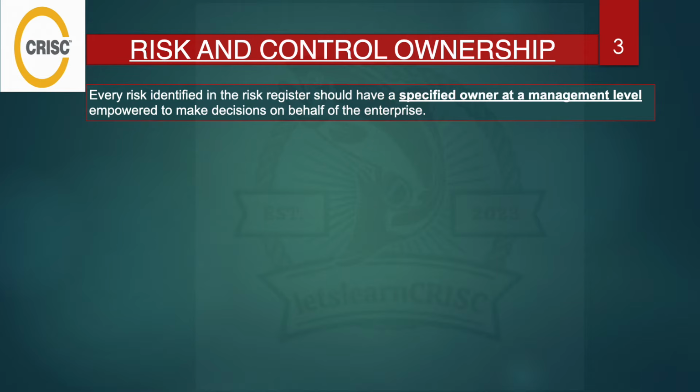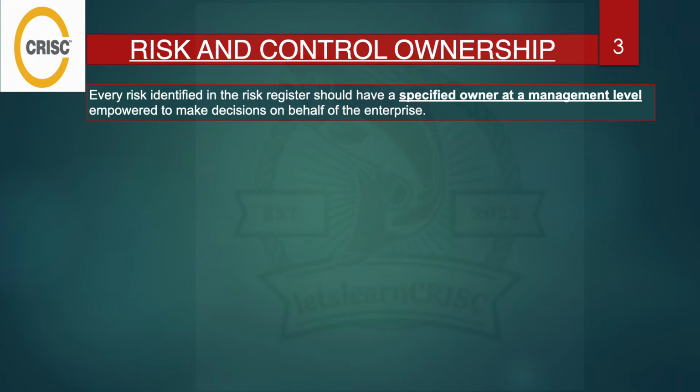Next, because of the risk response. Friends, the owner is responsible for developing and implementing the risk response plan. They can assess the potential impact of the risk, identify appropriate controls or actions, and oversee their execution. Next, resource allocation. Friends, the owner can allocate necessary resources, including budget, personnel, and technology, to address the risk effectively. This ensures that the risk management efforts are adequately supported.